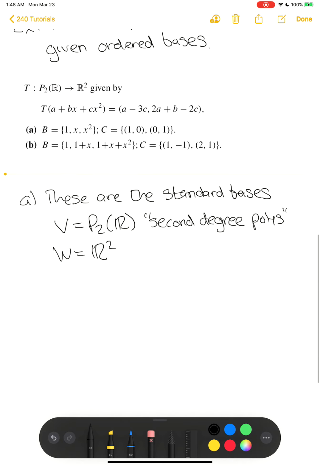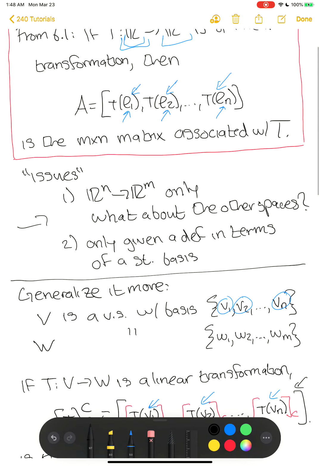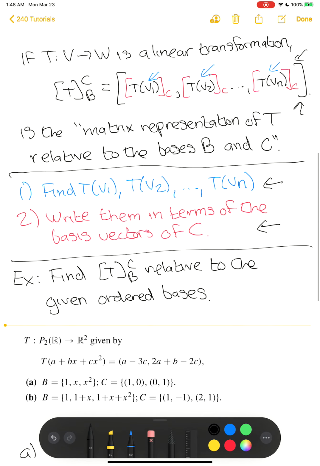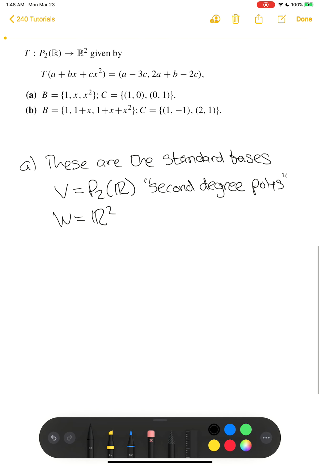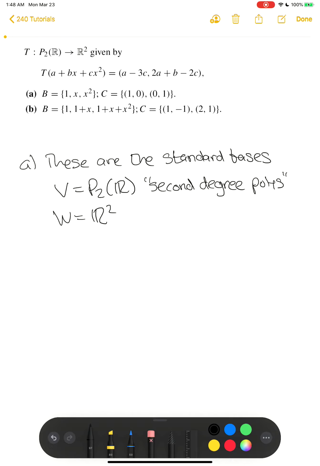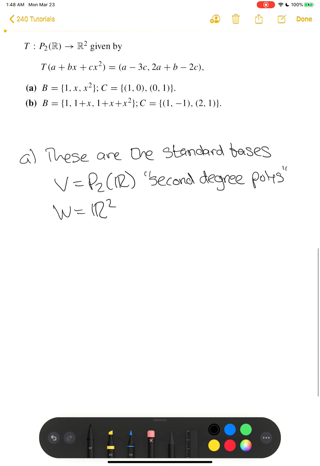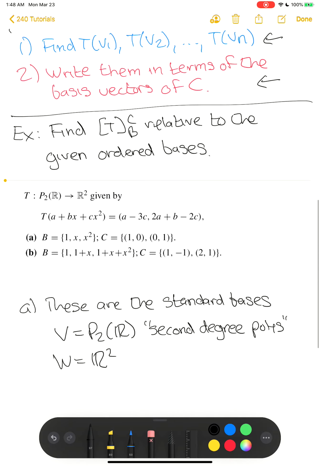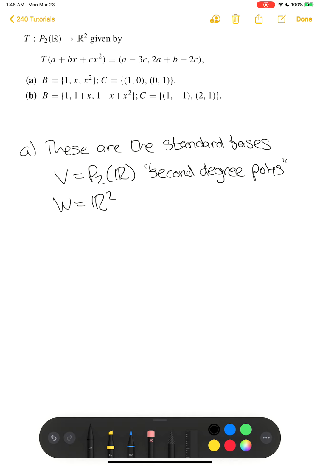So this takes us back to our original definition, but to keep us on topic, I want to use the scary definition anyway. So we'll go ahead and go through that now. What I need to do first, remember, is find T of v1, T of v2, and T of vn.